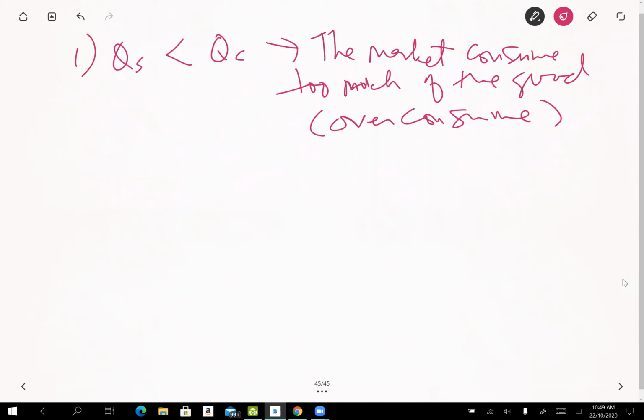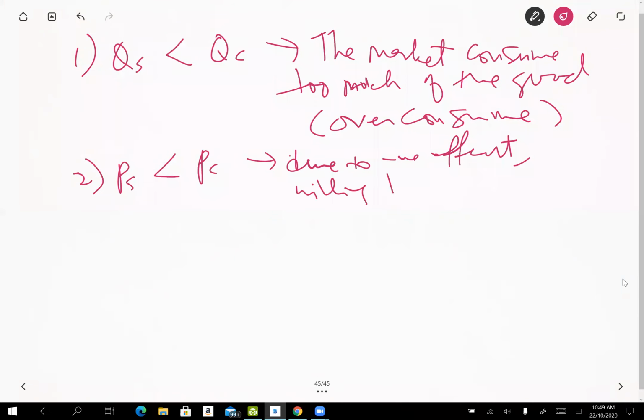And of course, because of the negative effect, the society values less, so the price will be lower. PS is lower than PC. The price is lower than PC due to the negative effect. Due to the negative effect, the society is not willing to pay more. The society is willing to pay a lower price than the market price because of the negative effect, correct?